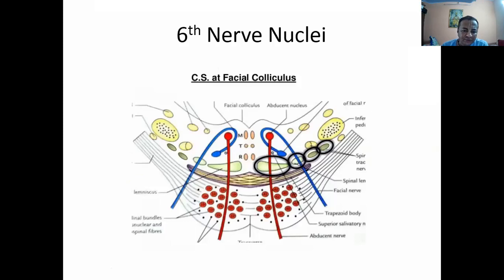This is the sixth nerve. Sixth nerve arises at the level of lower pons. So at the level of lower pons, there is the seventh nerve, which goes around the sixth nerve and forms the facial colliculus. So below the facial colliculus is the sixth nerve nucleus and fibers of the seventh nerve. Okay, so nucleus of sixth and fibers of seventh are below the facial colliculus.